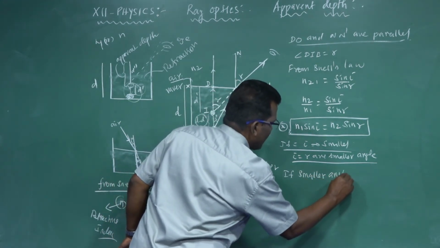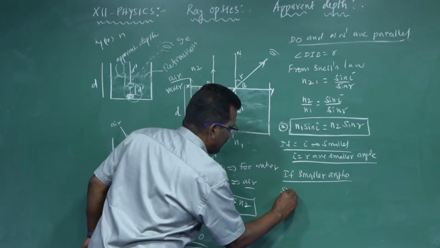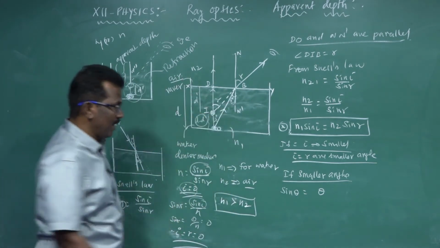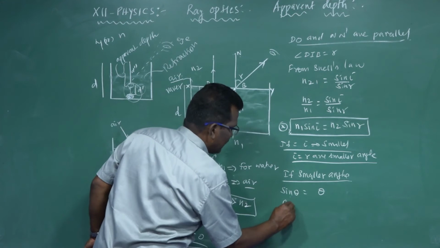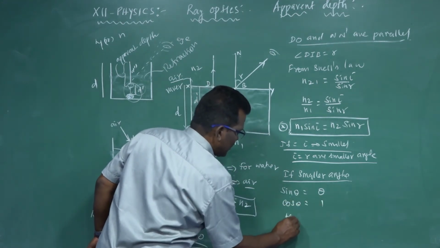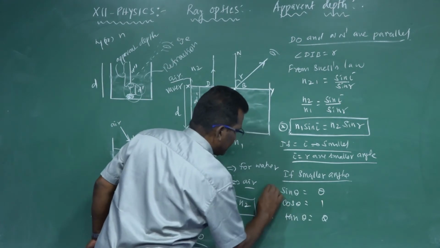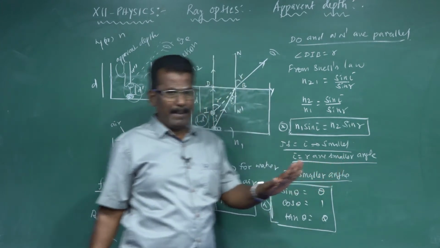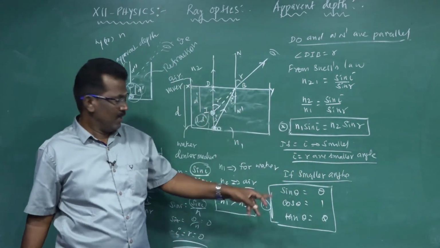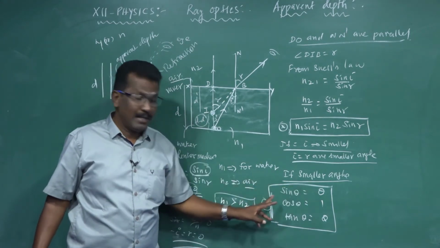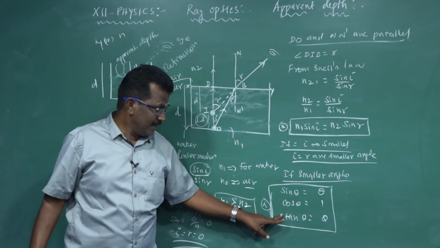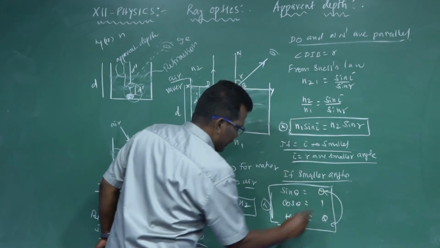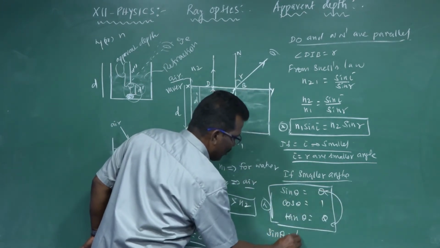For any very small angle theta, sin theta can be written as theta, cos theta is equal to 1, and tan theta is equal to theta. Keep this always in mind. If the angle is very small, sin theta can be written as theta, cos theta as 1, and tan theta as theta. So sin theta is equal to tan theta.